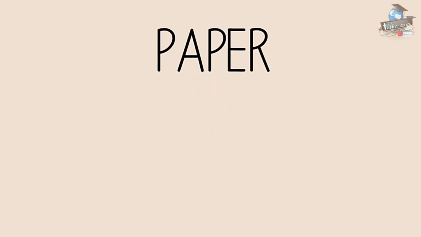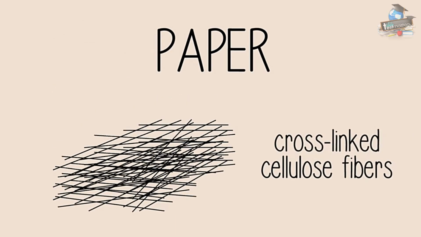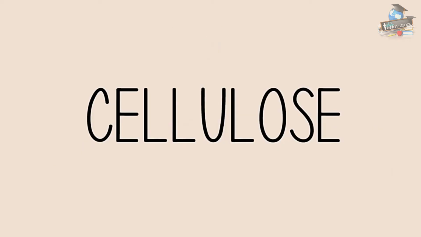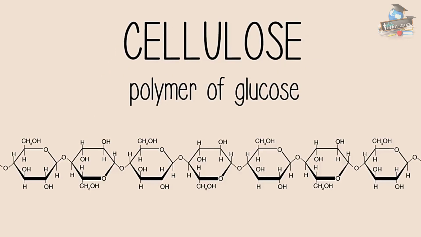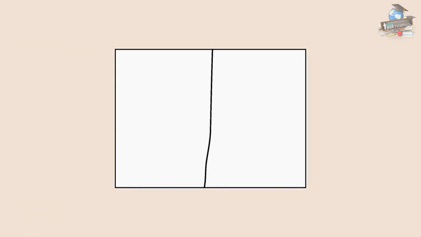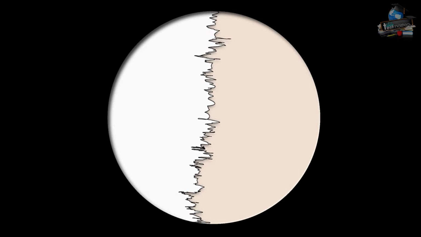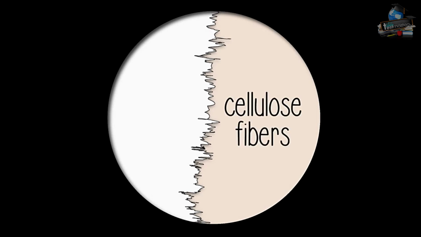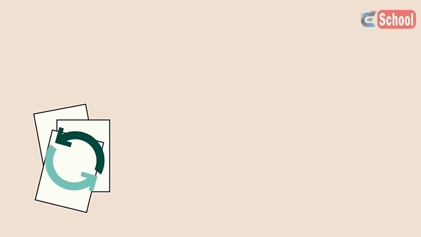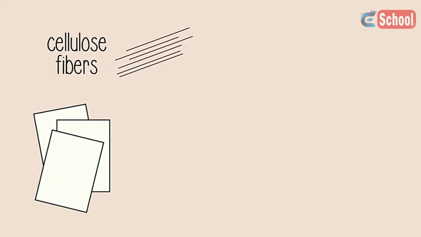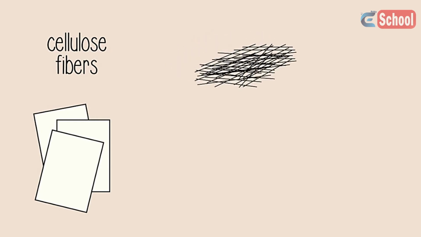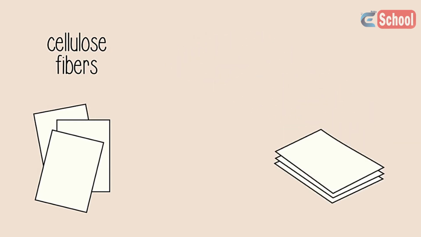Paper is in fact layers of cross-linked cellulose fibers. Recall that cellulose is a polymer of glucose monomer units. If you tear a piece of paper and look closely, you will see fine hairs sticking out. These fine hairs are cellulose fibers. When paper products are recycled, these cellulose fibers are merely pulled apart and rearranged into new paper products.